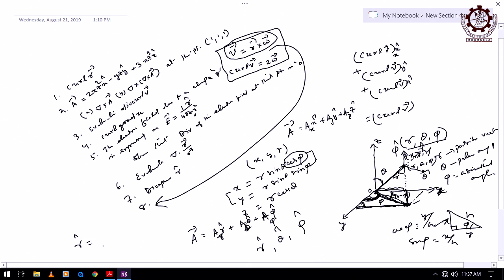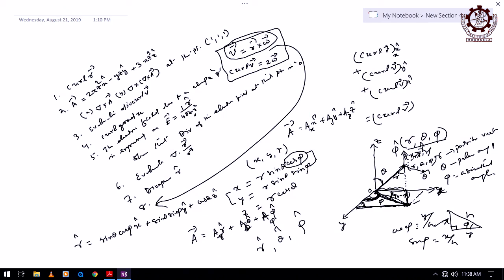R cap, you verify it, I am writing, it is sin theta cos phi x cap plus sin theta sin phi y cap plus cos theta z cap. R cap is now in terms of x cap, y cap, z cap, theta, phi. All the meanings are known, x cap, y cap, z cap, theta, phi, r, everything. This r cap is the unit vector in this direction, having magnitude 1. Similarly, what will be theta cap and phi cap?